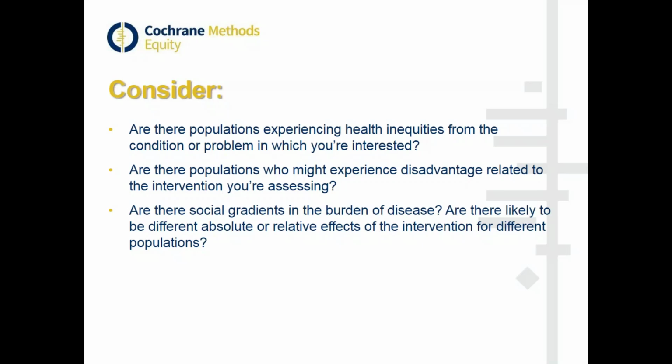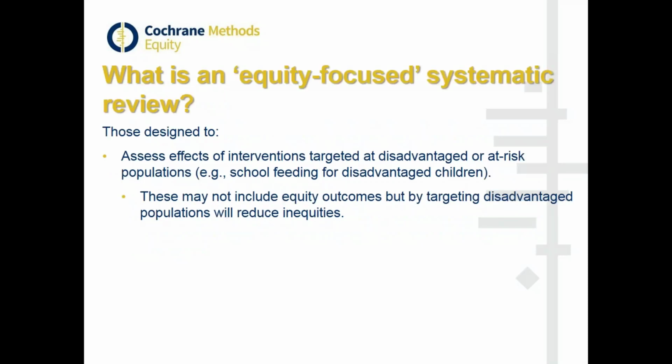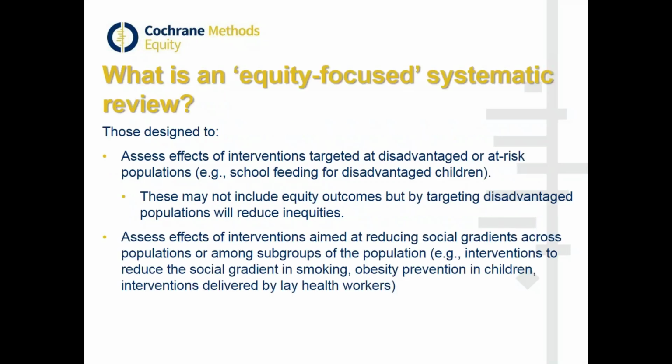So are there differences in absolute or relative effects? So we've defined an equity-focused systematic review as one that assesses the effects of the intervention targeted at a disadvantaged group. So this might not include equity outcomes or specific equity outcomes, but because the intervention is targeted at disadvantaged populations, then the goal would be that the inequities are reduced.